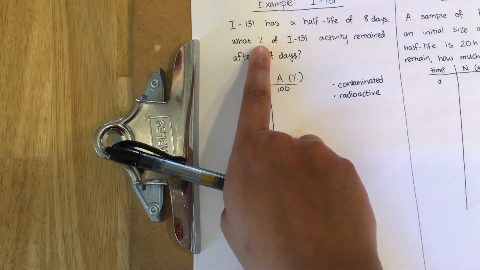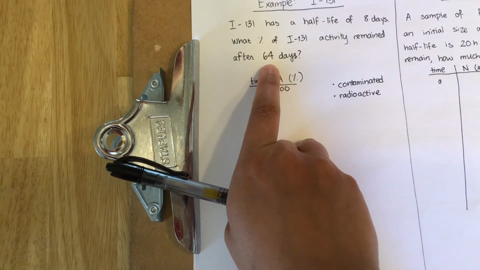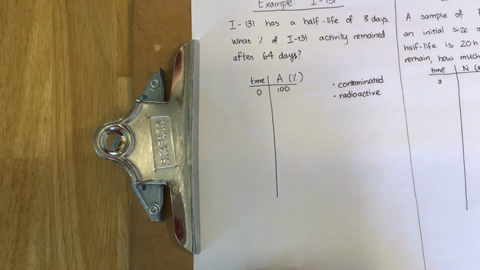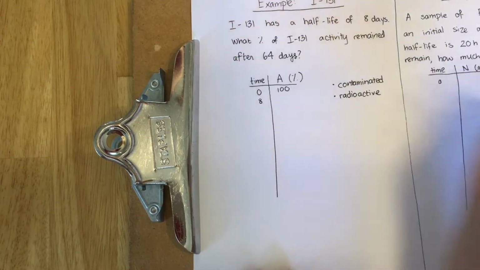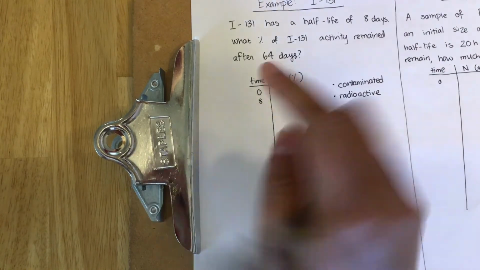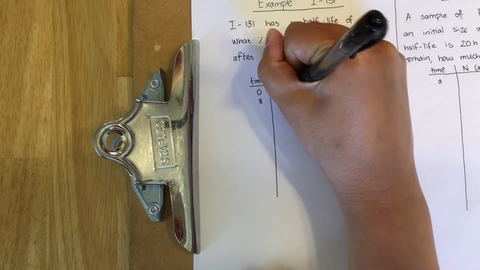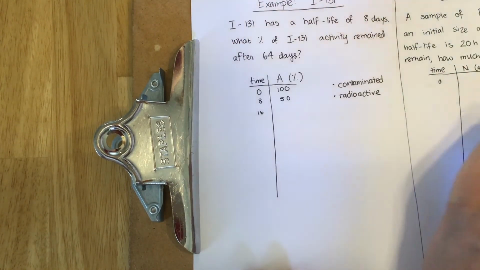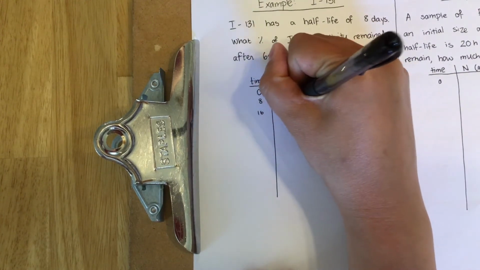And we want to know, after 64 days, how much is left persisting in the environment? Okay, so after 1 half-life, 50% is gone. After 2 half-lives, it's half again.